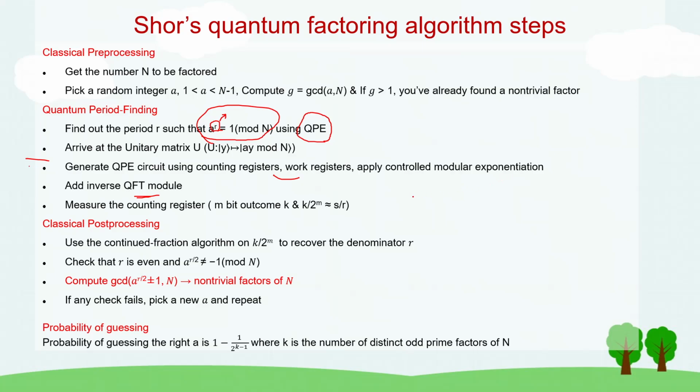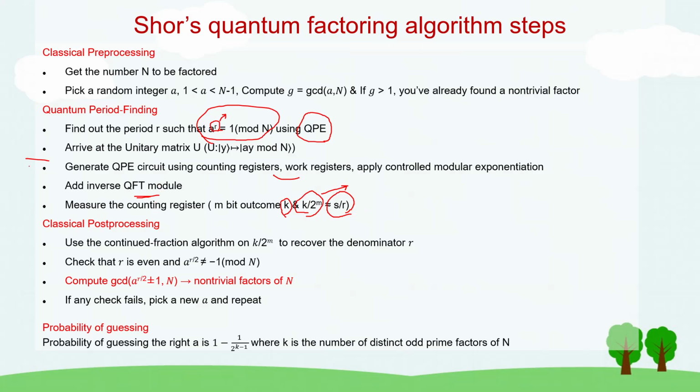Okay, and then that will be, you call it K, and since we use the number of qubits m, you have to divide by the maximum possible number, which means you have to divide K by 2 to the power of m. That will be a fraction always, between 0 and 1, which represents something like S by R. Now that's all, the quantum part is done.